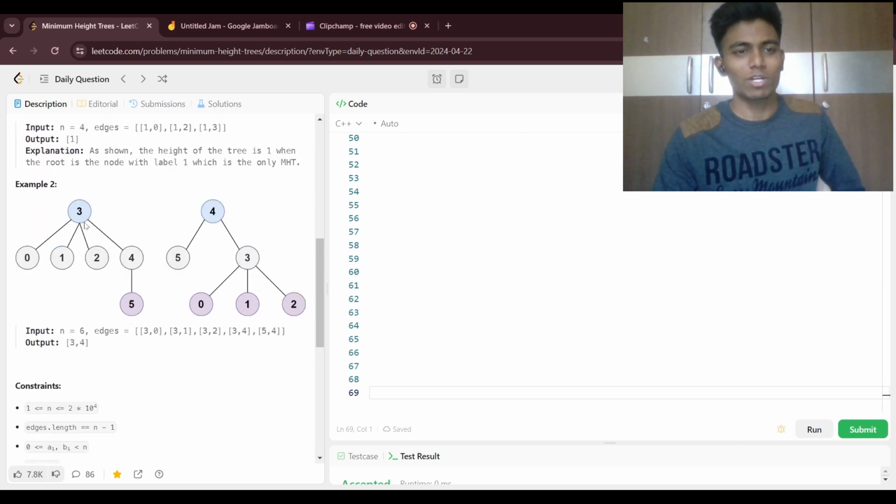Suppose we take one more example where we have 1 0, 1 2, and then 4 5. If I consider 0 as my root, then the height is going to be 1, 2, and then 3. If I consider 1, it is going to be the same, and for 2 it is going to be the same. If I consider 3 as my root, then the height is going to be 2. And if I consider 4, then the height is going to be 2. So 2 is the minimum height we can make, so it will have the minimum height for this particular tree. That's why we are going to return 3 and 4 as our answer.